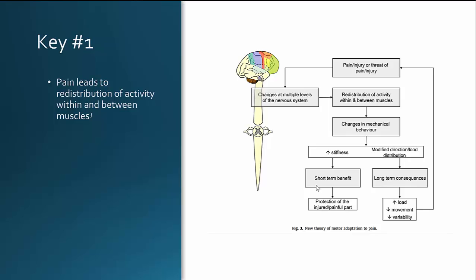From here, your nervous system is responding and immediately the body stiffens to splint the area and you will have an altered load distribution. This altered load distribution leads to long-term consequences due to increasing the load in new areas along with decreasing the movement and variability of the injured area, which then leads to pain or injury. As you can see, it is a never-ending circle unless you get rid of the pain.